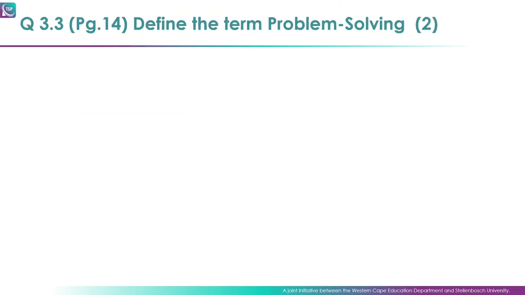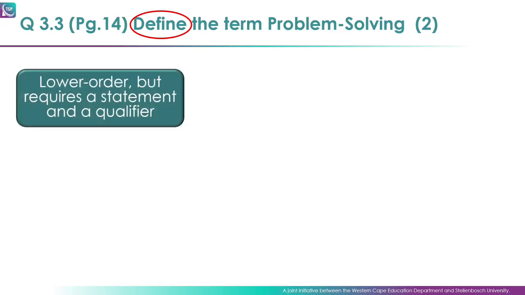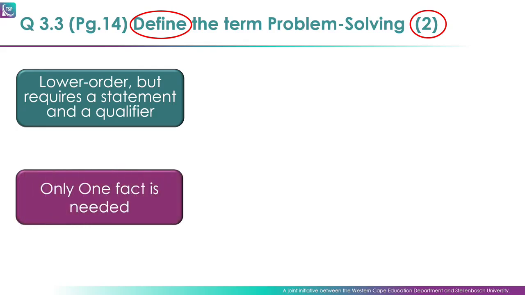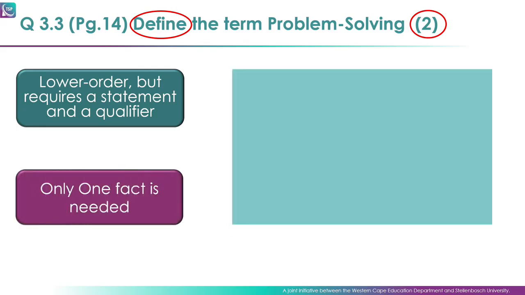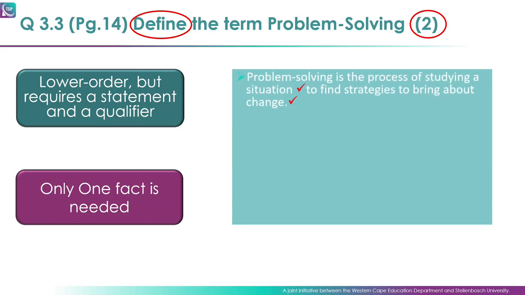Okay, then we got to go on to define the term problem solving, 2 marks there, and this is on page 14 again. Define being low order, but requires a statement and a qualifier, right, to get the 2 possible marks. Okay, so let's have a look at a possible answer. Note that it is split marking there, so it tells us that it is statement and a qualifier. So problem solving is a process of studying a situation to find the strategies to bring about change.